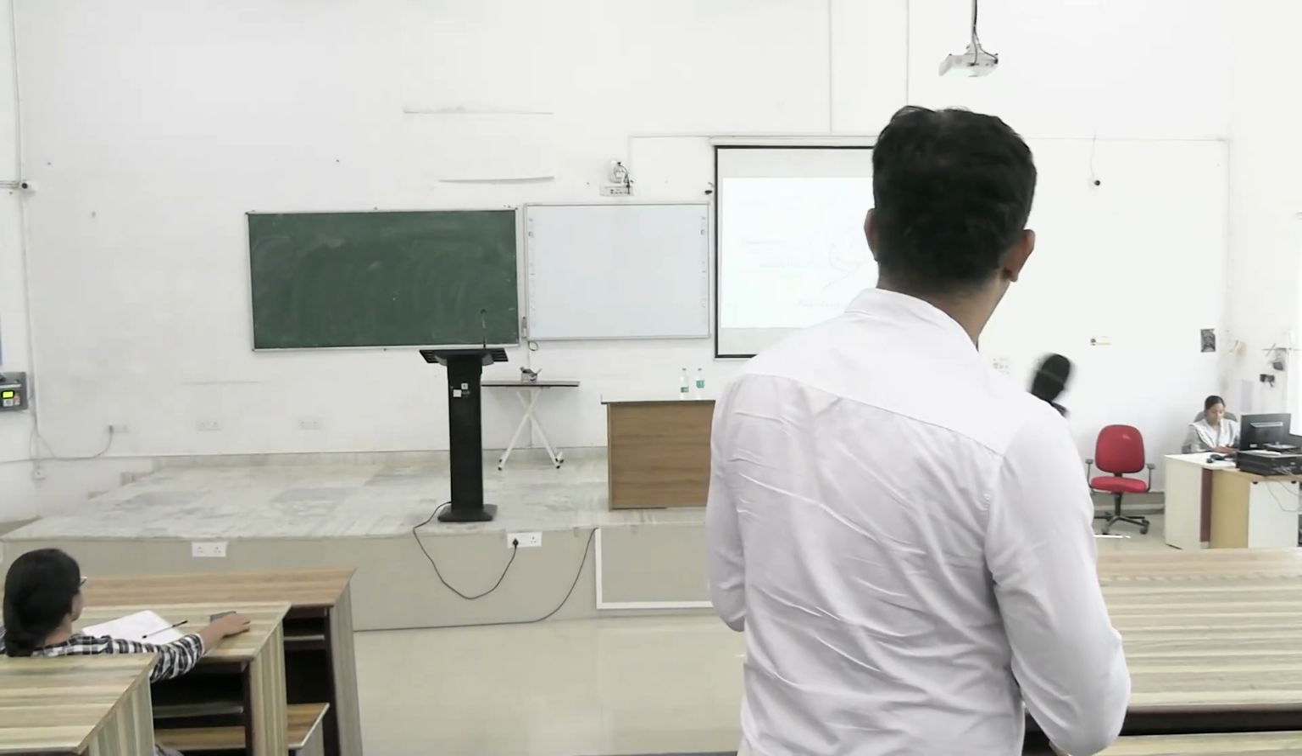So again MCQ: which part of the substantia nigra is affected in Parkinson's disease, pars reticulata or pars compacta? The answer is pars compacta. So pars compacta is the affected area.